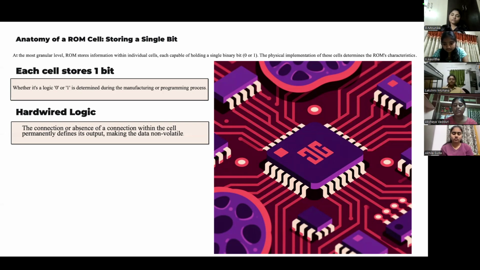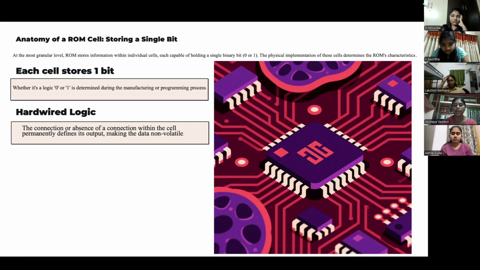If the bit stored is 0, it stays 0. If the bit stored is 1, it stays 1. The value is decided during manufacturing for masked ROM or during programming for EPROM. And coming to the hardwired logic, how the bit is fixed. Inside a ROM cell, the bit is stored using physical connections. For logic 1, there may be a connection like a transistor path or metal link that allows current to flow. Output becomes 1. For logic 0, there may be no connection or no current path and the output becomes 0. This is why it is called hardwired logic. The pattern of connections itself is the data.